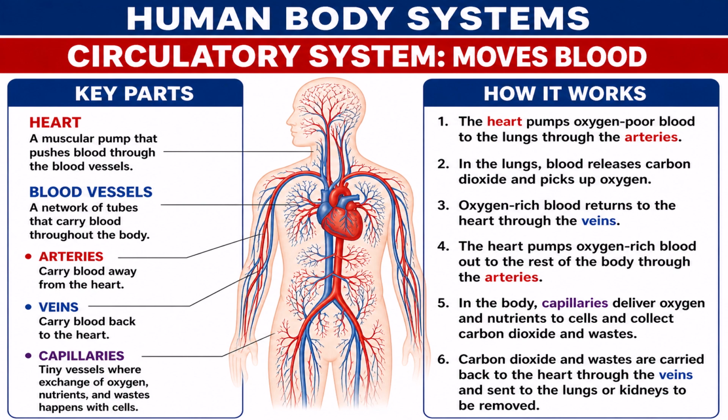So oxygen-rich blood returns to the heart through the veins. And the heart pumps oxygen-rich blood out to the rest of the body through the arteries. And then in the body, capillaries deliver oxygen and nutrients to cells and collect carbon dioxide and wastes. And finally, carbon dioxide and wastes are carried back to the heart through the veins and sent to the lungs or kidneys to be removed.